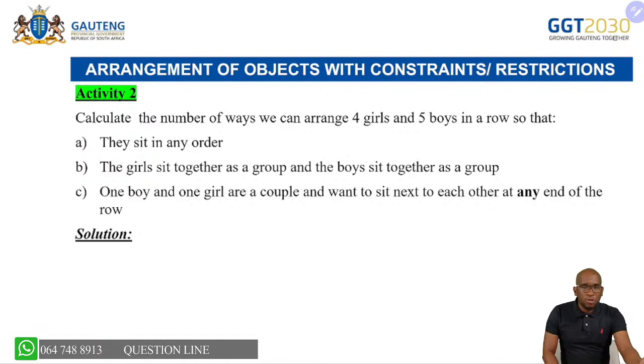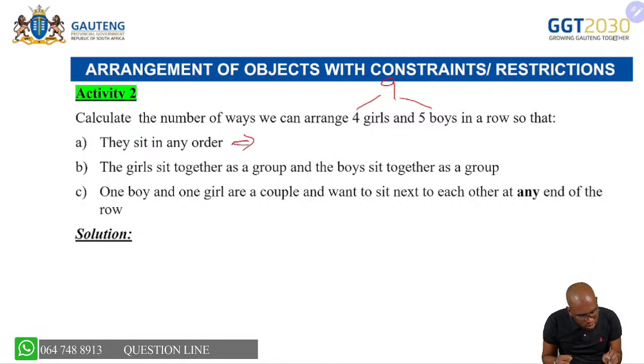Right, let's move on to this activity. Calculate the number of ways we can arrange 4 girls and 5 boys in a row so that they sit in any order. Now, if you check here, it's 4 and 5, so that is 9 individuals in this case that we have to arrange. Now, if they sit in any order, you have 9 individuals. You want to arrange them in any order, so we can do that in 9 factorial ways.